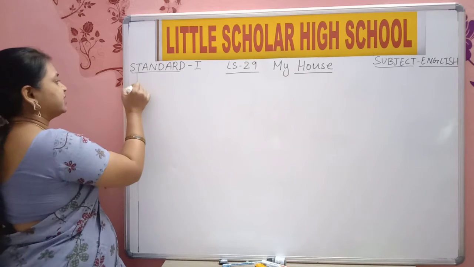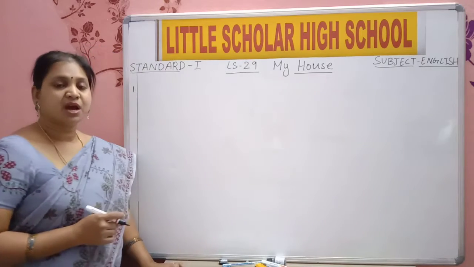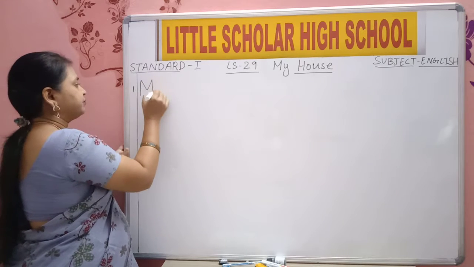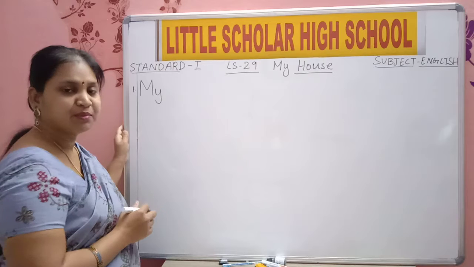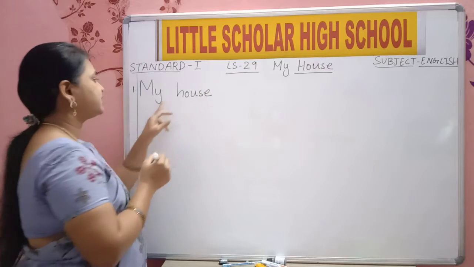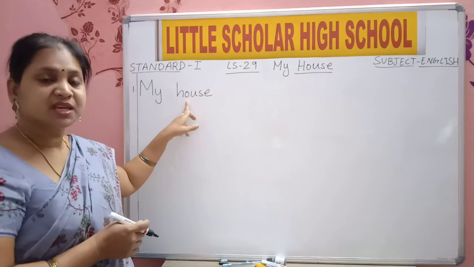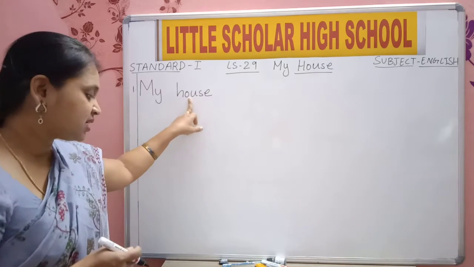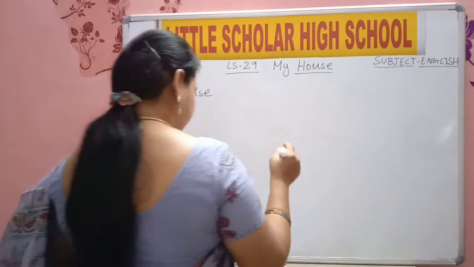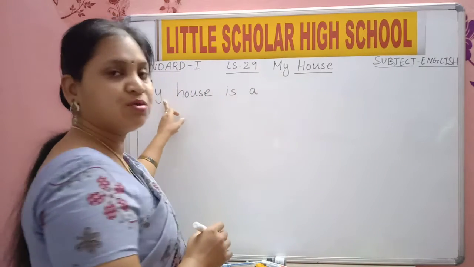Yes. In the first line, write the first point. You will write along with me. Okay. My house is a place where I live. M-Y, my. H-O-U-S-E, house. Leave a finger space gap. My house is a.